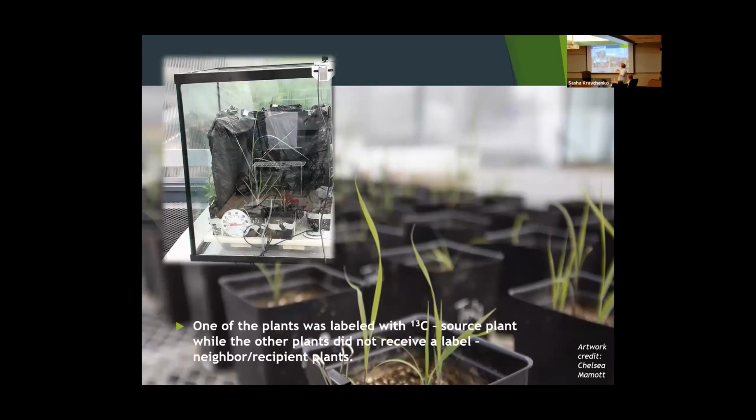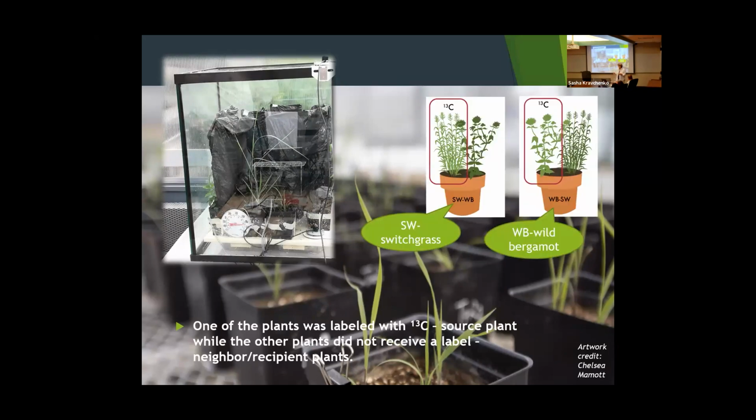So what you see here are our labeling chambers. And it looks like we have some trash bags right there covering the plants. That's exactly what they were, trash bags. How this whole thing worked is we would have pots with multiple plants growing in them. One of those plants would be open during the labeling, so it would have access to the 13C CO2 inside the chamber, and it would be photosynthesizing at the time, taking it up.